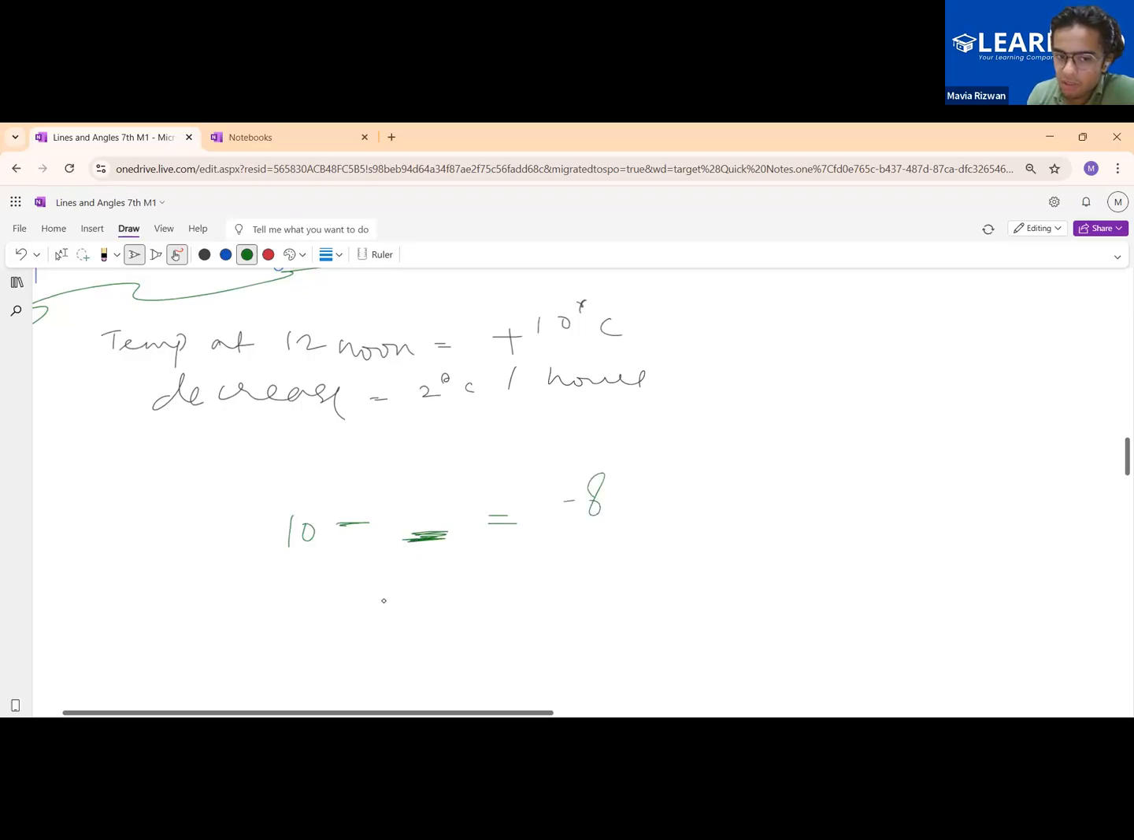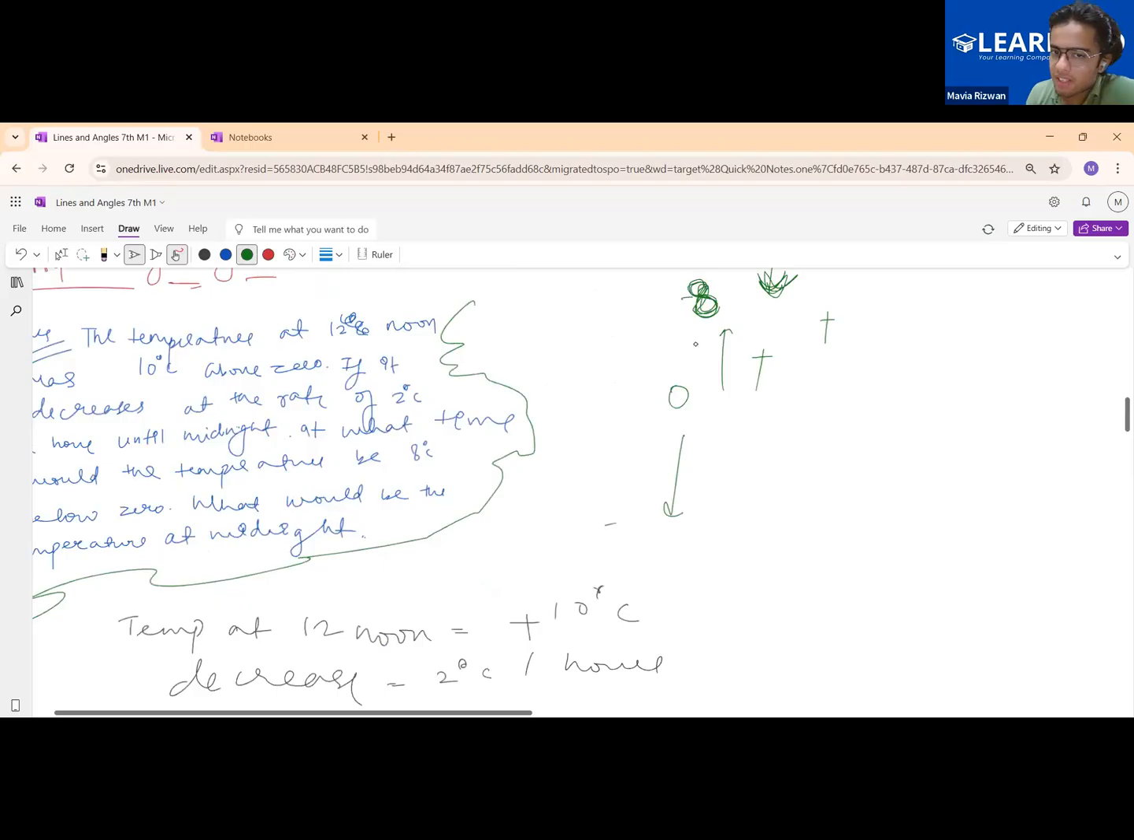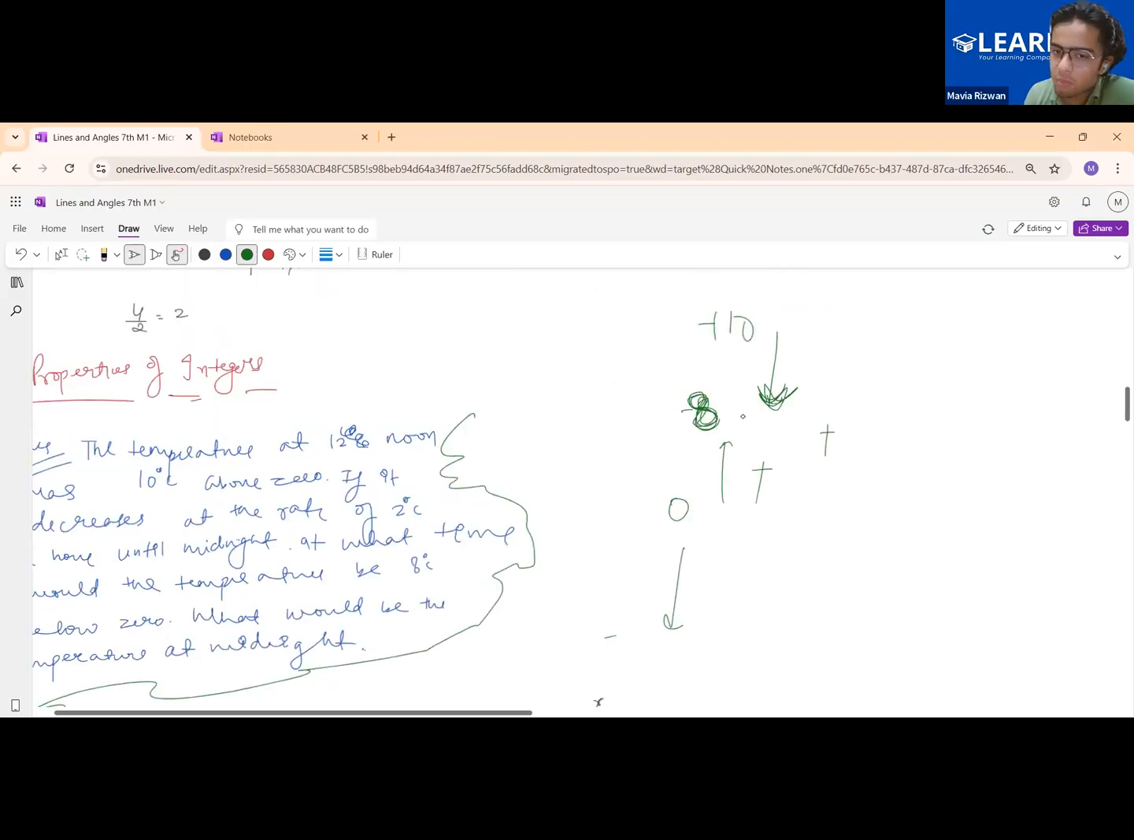So minus of unknown, let's say x: minus x is equal to -8 minus 18, that is -18. So minus x is equal to -18, so x is equal to 18. The temperature drop was 18. From plus 10 to 0, and then from 0 to -8, it fell 8 more. So 10 and 8, total dropping is 18, right?